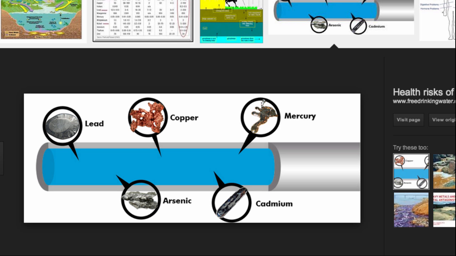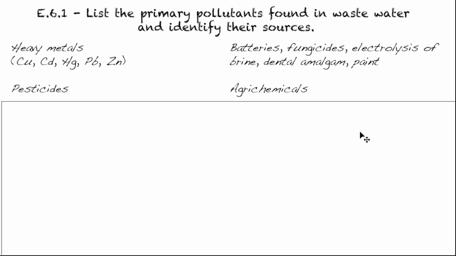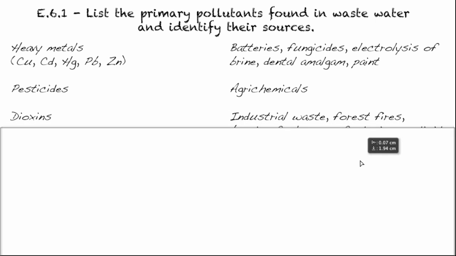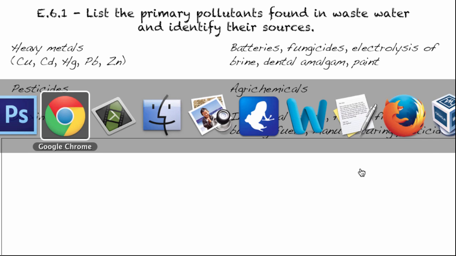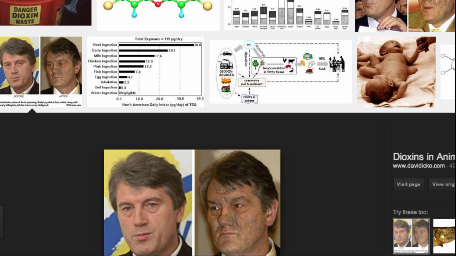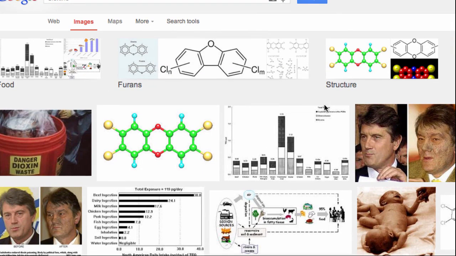Pesticides, like these from the agrochemicals, are often wastewater sources, as well as dioxins. So dioxins, if we try to visualize that, this is something that happened a few years ago. There was a political leader that was poisoned with dioxins. And dioxins are basically a wide category of different organic molecules that cause a lot of damage to the body.